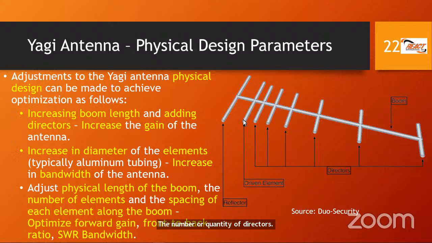the diameter of these elements, how thick they are really, and when you adjust the length of the boom and the spacing between the elements, you can also optimize and change the gain as well as the front to back ratio of the antenna, as well as affect and adjust the SWR.